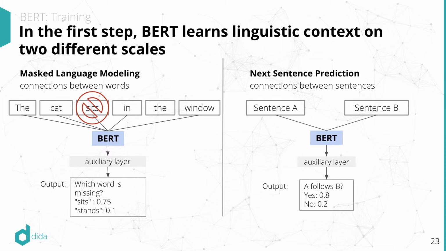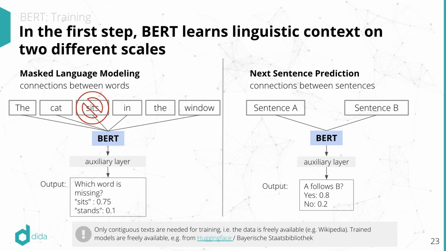The second step for general linguistic context is something called next sentence prediction, and it is meant to learn connections between sentences. And the way I train BERT for this is I input two sentences into BERT, sentence A and sentence B, and let BERT predict whether A follows B. Simple task.